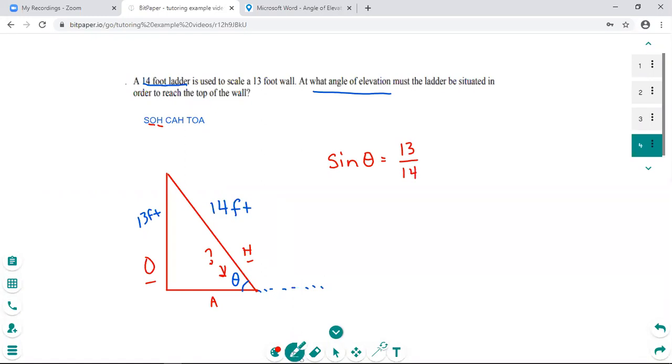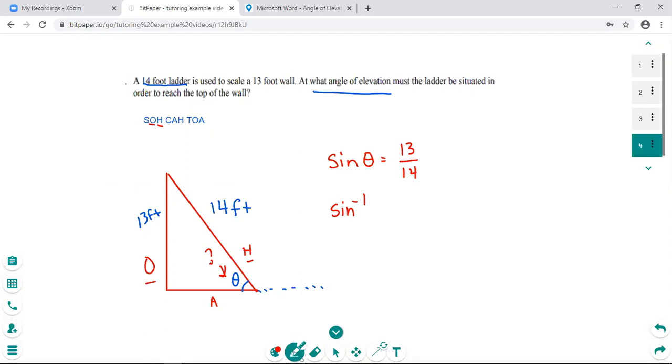Now, in order to find theta, we have to do the inverse. So on your calculator, it depends on your calculator. Most calculators, you press the second or the inverse button, and you will find sine with a -1. This is the inverse sine. So you work backwards to find the angle.